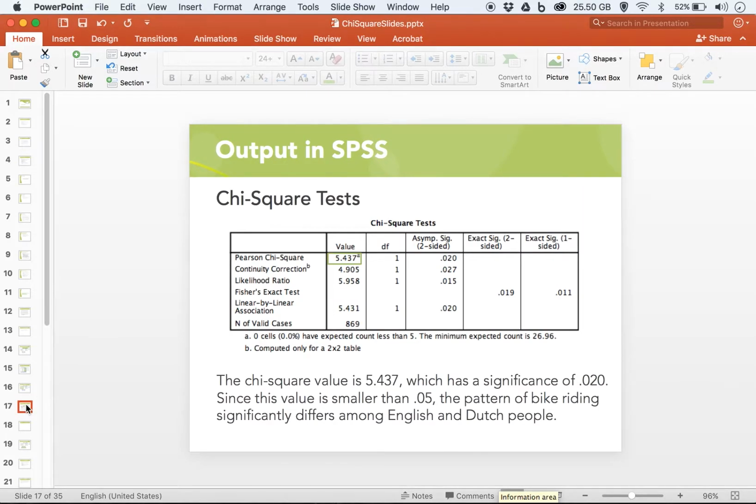So for the chi-square table, I want you to just realize that the value is 5.44, and this value has a two-tailed significance of 0.020, which is smaller than 0.05. Hence, it is significant, and it suggests that the pattern of bike riding significantly differs among English and Dutch people.